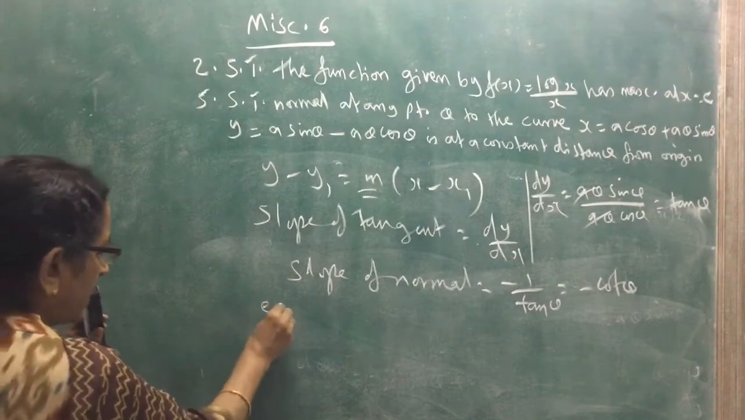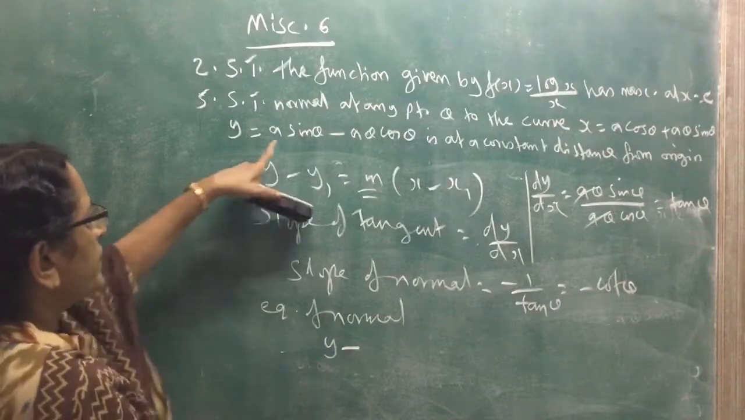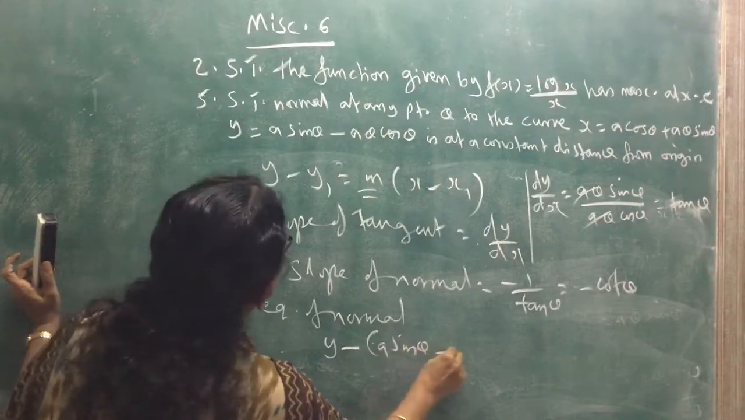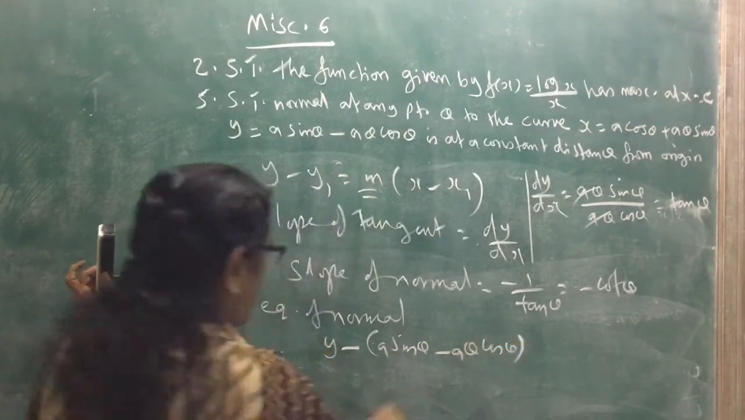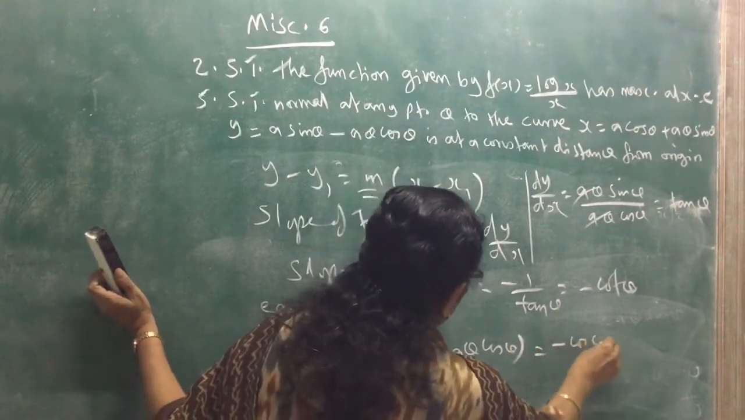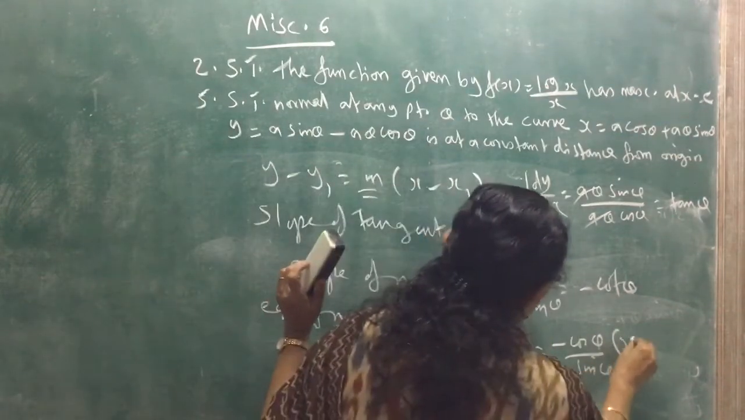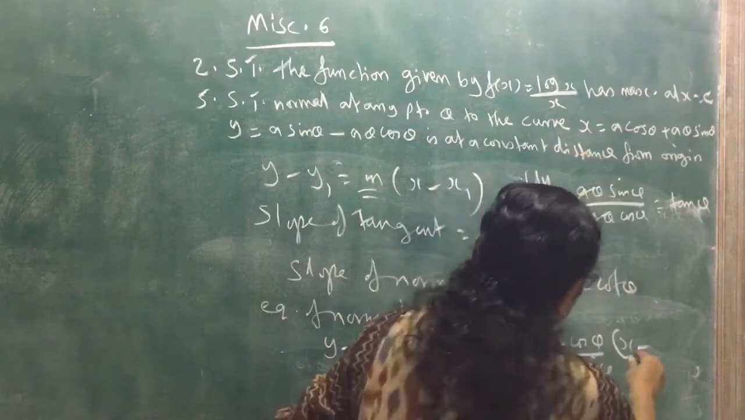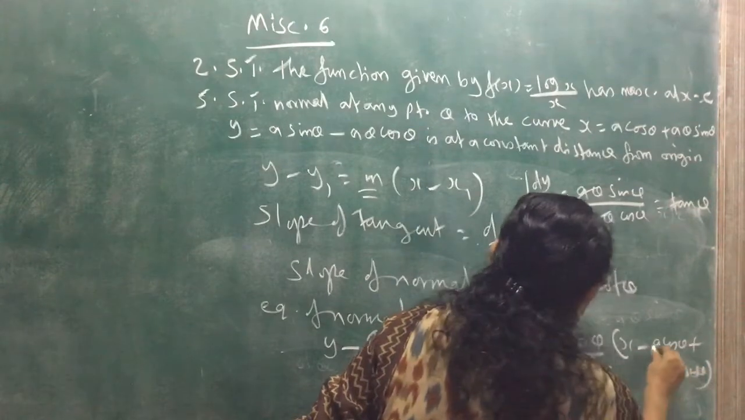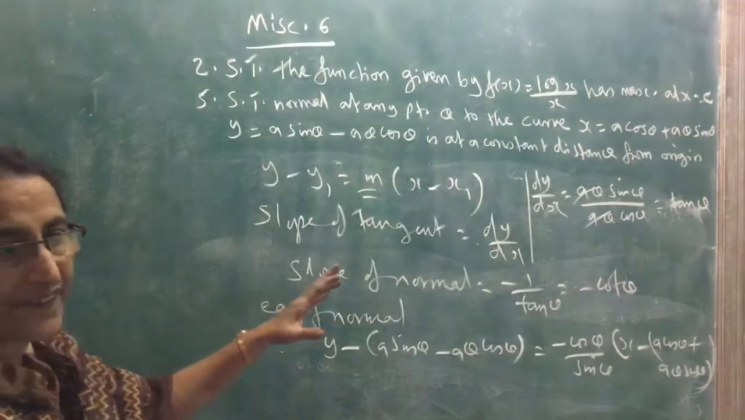So in the place of m, we have to write the slope of the normal. So the equation of normal: y minus y1, where the general point is (a sin theta minus a theta cos theta). So y minus y1 equals m, and m means minus cot theta, that we can write as minus cos theta by sin theta, into x minus x1, where x1 is a cos theta plus a theta sin theta. So that is this one. Now we have to simplify and find the equation of normal.